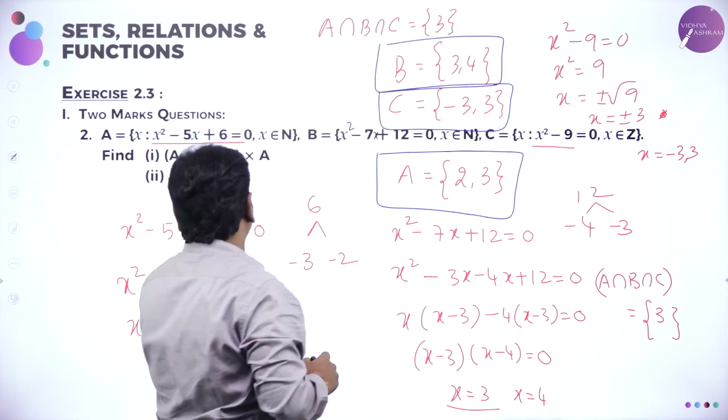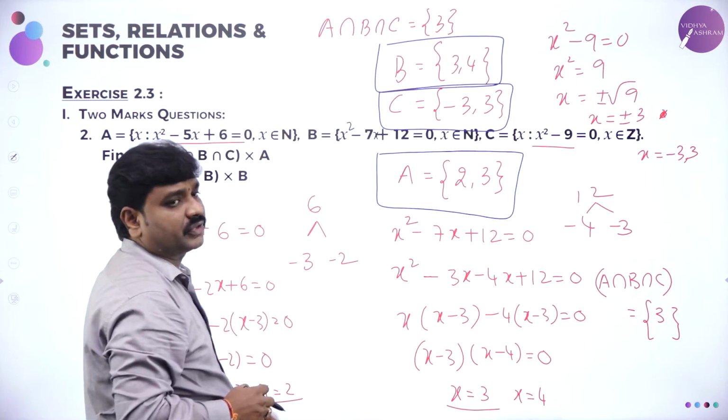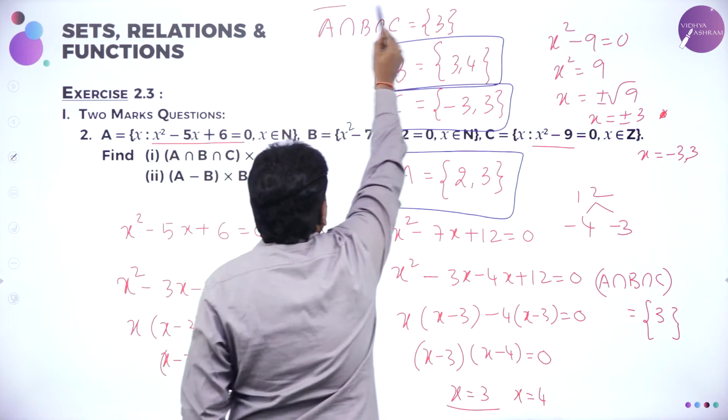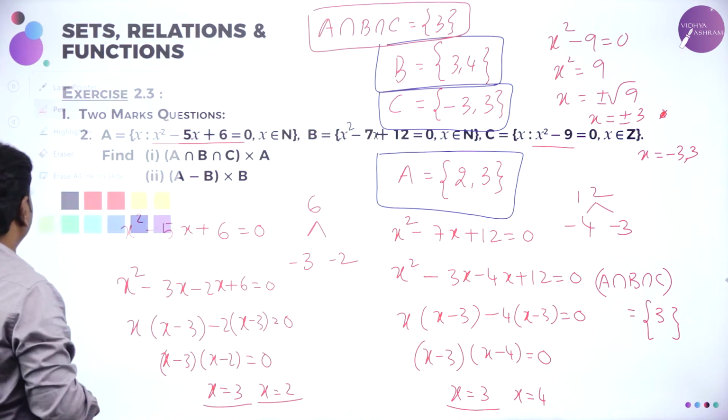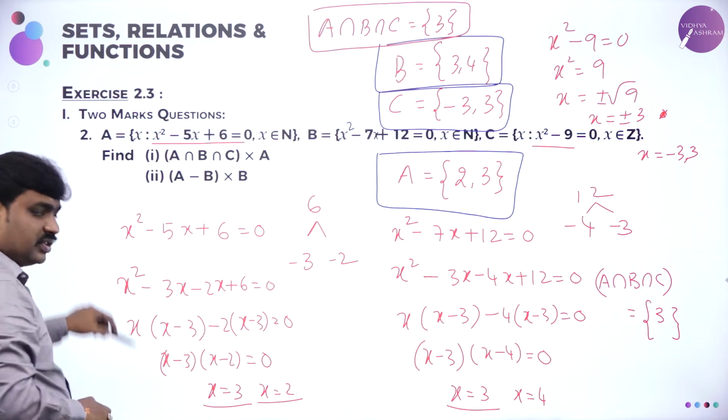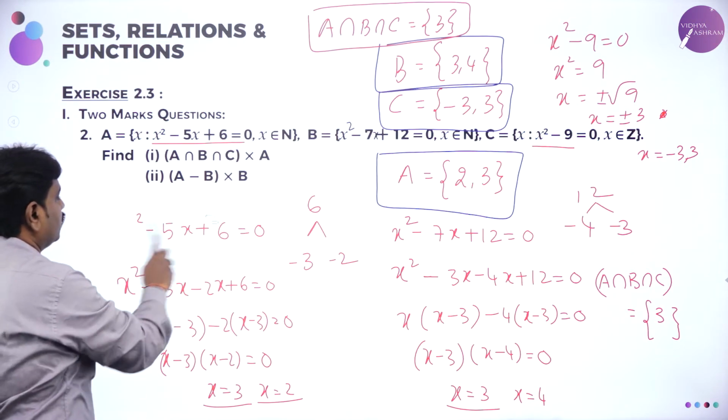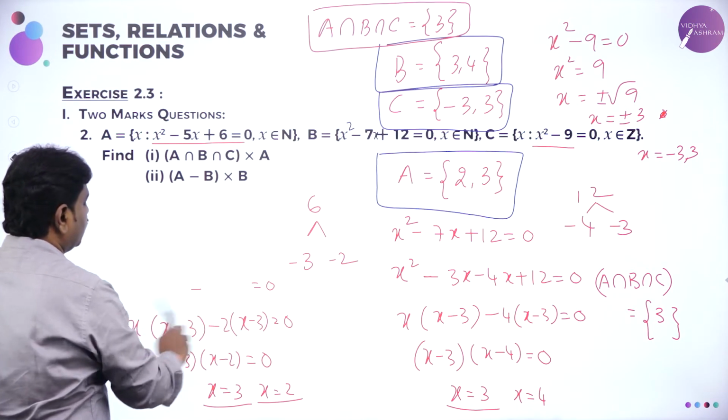Now they want you to find A intersection B intersection C cross A. So I have done this. Now we got this also. Now we'll go to the first part. I'll erase this now. I hope all of you copied this. So now what is the remaining part? The remaining part is simple.